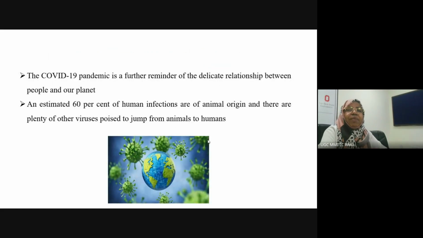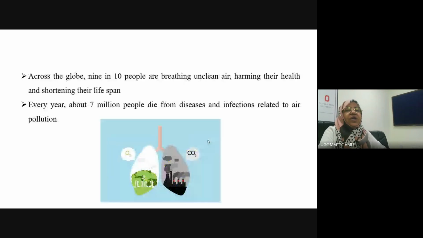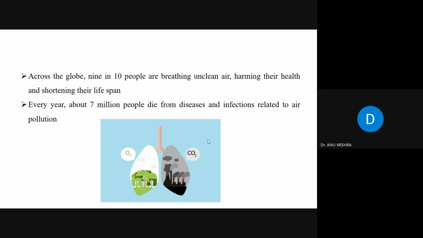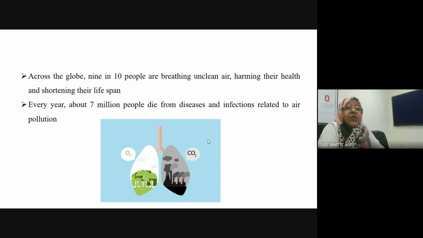The COVID-19 pandemic is further a reminder of the delicate relationship between people and our planet. An estimated 60% of human infections are of animal origin, and there are plenty of other viruses poised to jump from animals to humans. What did COVID-19 do? It affected human health, it decreased the economy, and it increased microplastics. Thank you.